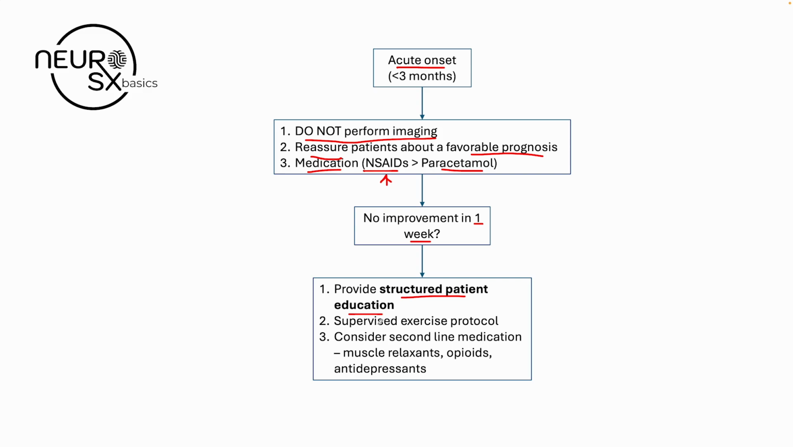Apart from that, we have to provide them the supervised exercise protocol, which would be carried out by a physiotherapist or a rehabilitation center. And now you can consider your second-line medications beyond NSAIDs. Only for acute onset, you can consider a short duration of muscle relaxants, a very short duration of opioids, and you may consider some antidepressants. We'll discuss what these are later on.